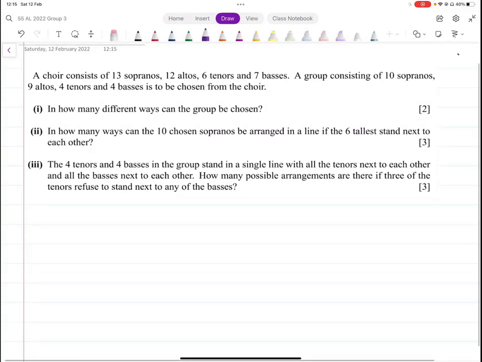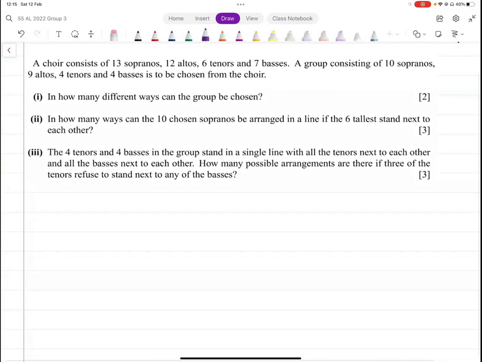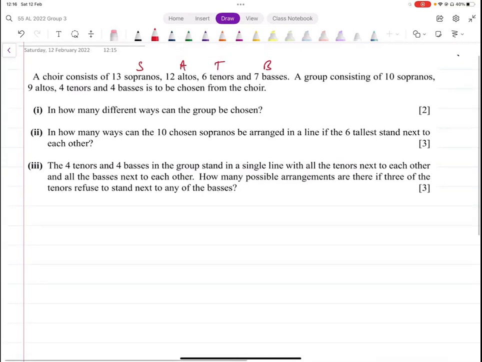Okay, so I don't really know how to pronounce them, so don't judge me on that. I don't even know what these are, to be honest. How do you pronounce these? What's this? Choir, okay. Sopranos. Bases, okay, whatever. So I'll just call them S, A, T, and B. Okay. All right.